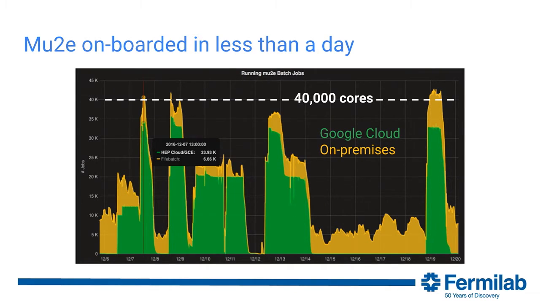And what you see here is the green is Google Cloud, and the yellow is what we're running for them on-prem at Fermilab. So that's a terrific result, I think. It shows that our field, actually having been prepared for distributed computing, understands some of the things they need to do to be able to bring stuff into the cloud.